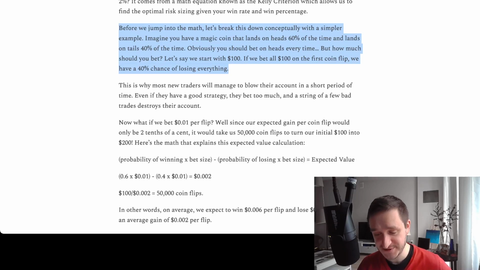So you have a 60% chance of winning. So how much should you bet? Say you start with $100. If you bet $100 on the first coin flip, then you have a 30% chance of losing everything.